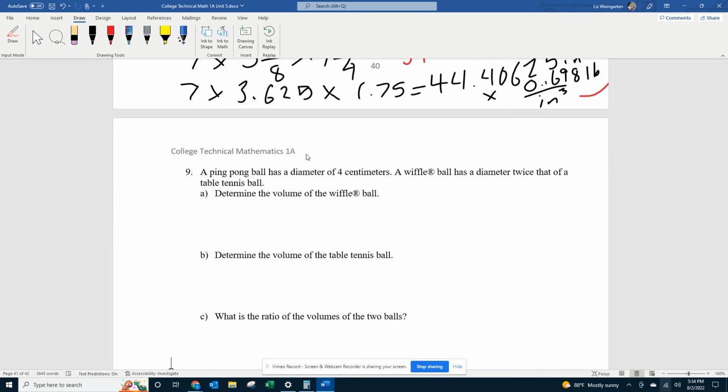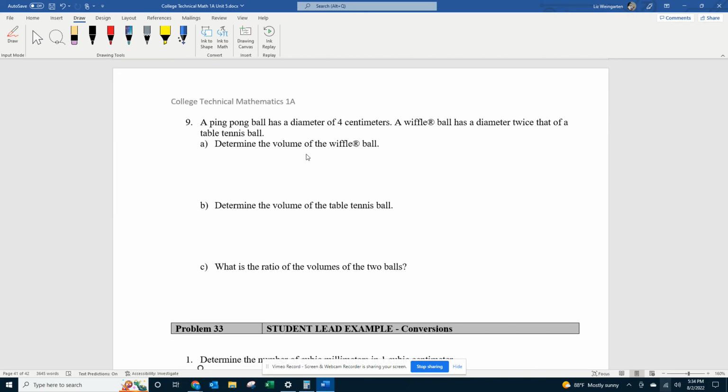Keep looking. Number 9. This should be our last set of problems here. A ping pong ball has the diameter of 4 centimeters. A wiffle ball has a diameter of twice that of a tennis ball. Interesting. So first off, I see diameters. All of our formulas have to do with radius. So if a ping pong ball has the diameter of 4 centimeters, its radius is going to be 2.